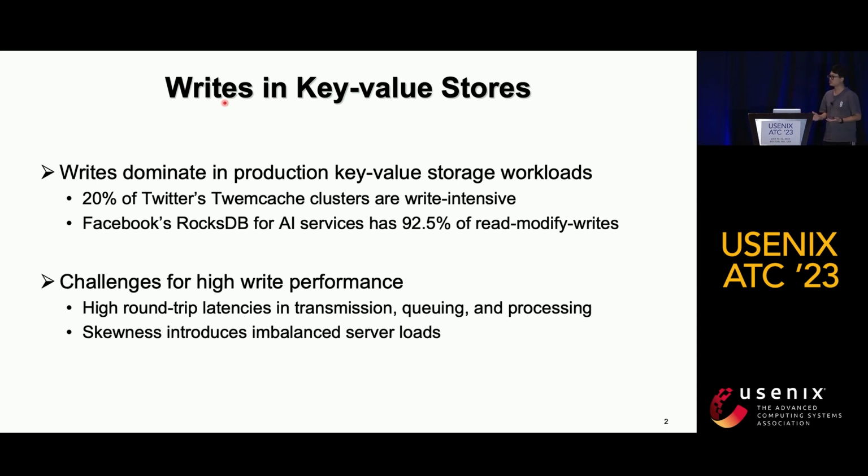What makes it challenging to achieve high write performance? First, a write request suffers from large round-trip latencies, including transmission latency between switch and server, extra queuing delay if the server is overloaded, and server-side processing latency. What's more, for distributed key-value stores, skewed workloads incur server-side imbalanced load. That is, a small number of servers may become the bottleneck and hence undermine the write performance further.